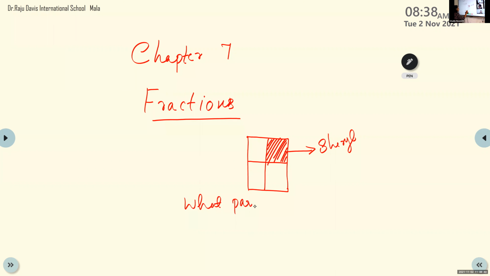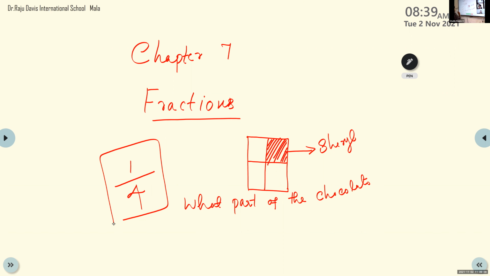of the chocolate? 1 by 4. That shaded piece is only one. I have given Cheryl 1 piece out of how many? 4. So total, it is 1 by 4. So if the question is how many parts I gave to Cheryl, the answer will be, you have to write like this: 1 by 4. This is known as a fraction.